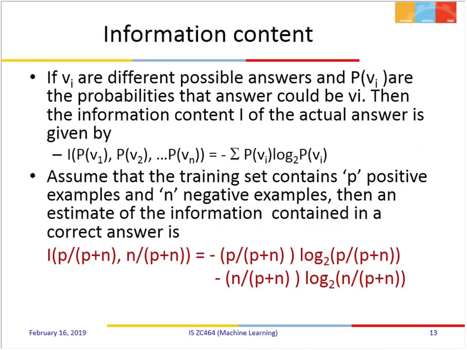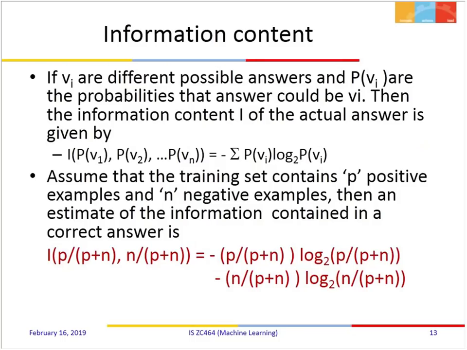So now we have to come back and talk about this information content. Then I'll come back to Divya's question. Here Vi are different possible answers, and P(Vi) are the probabilities that the answer could be Vi. Vi here, i is the subscript. Then the information content, this I is not small, it is representing the information content here. So this is about I(P(V1), P(V2), etc., P(Vn)).